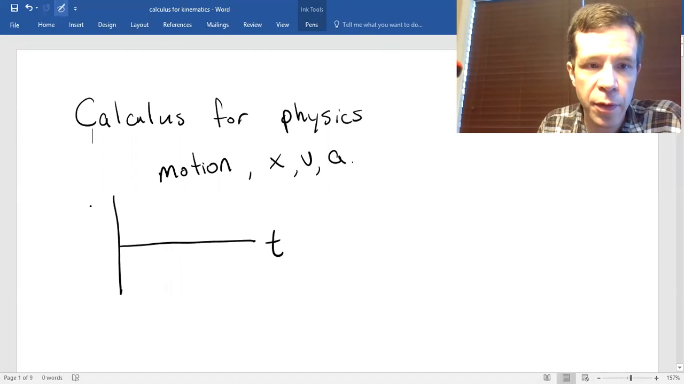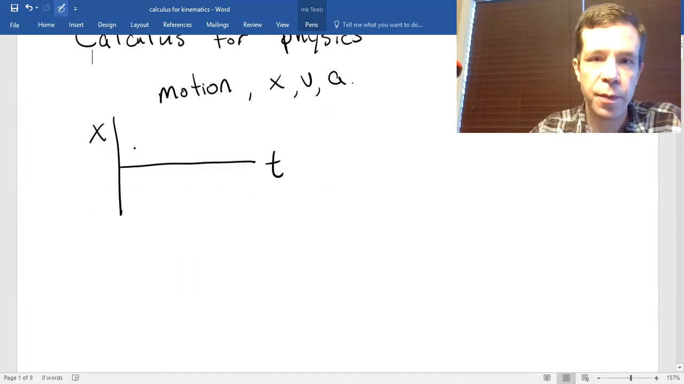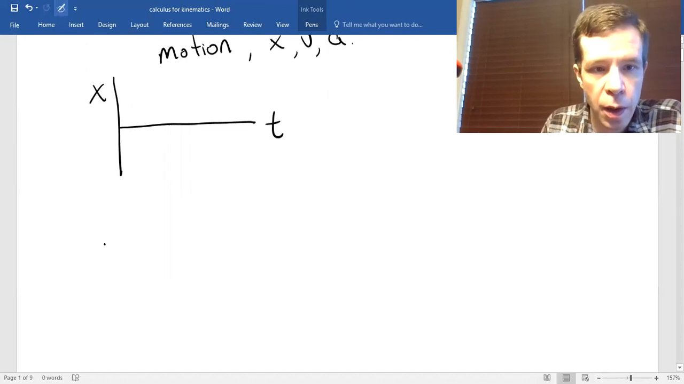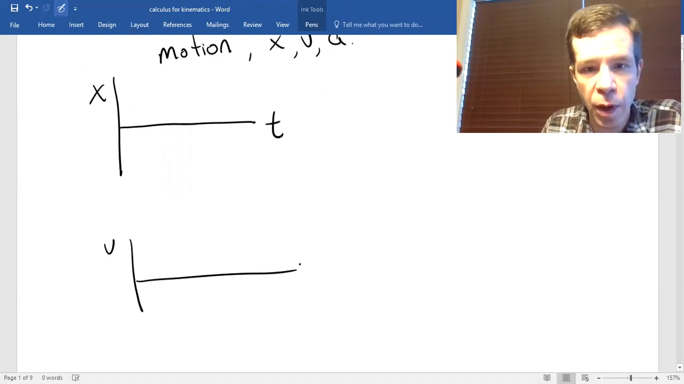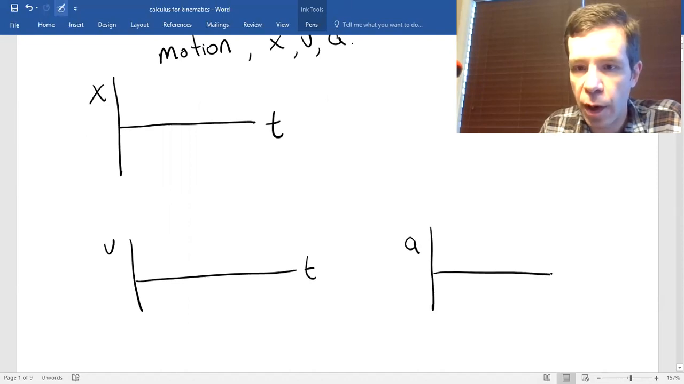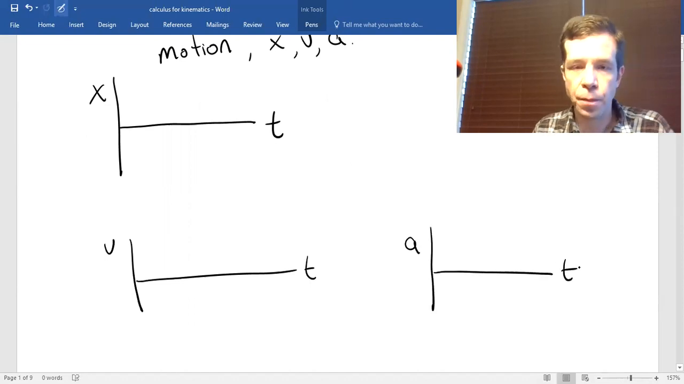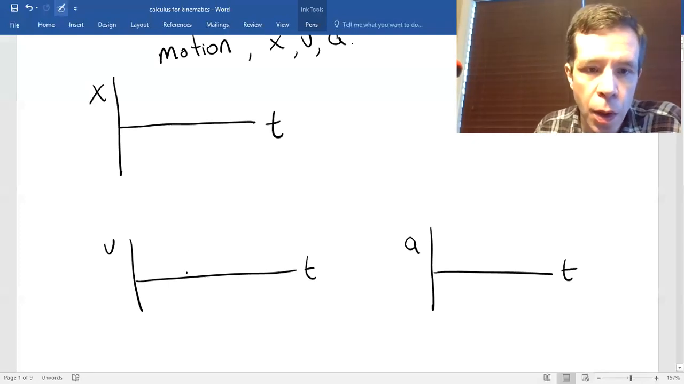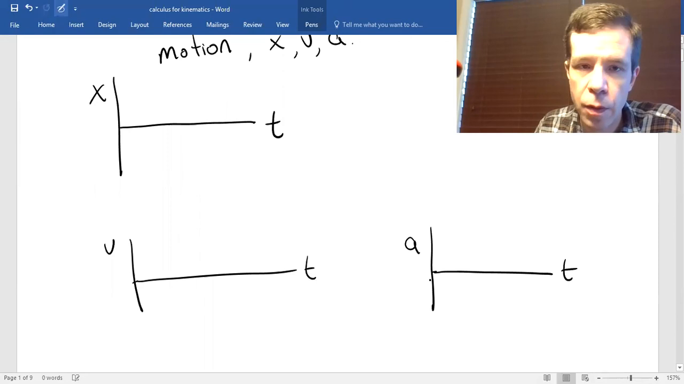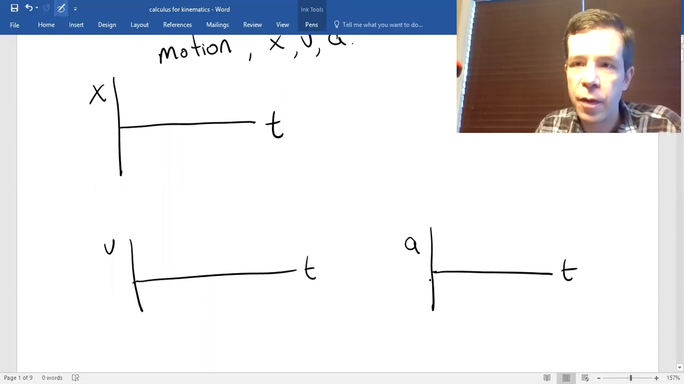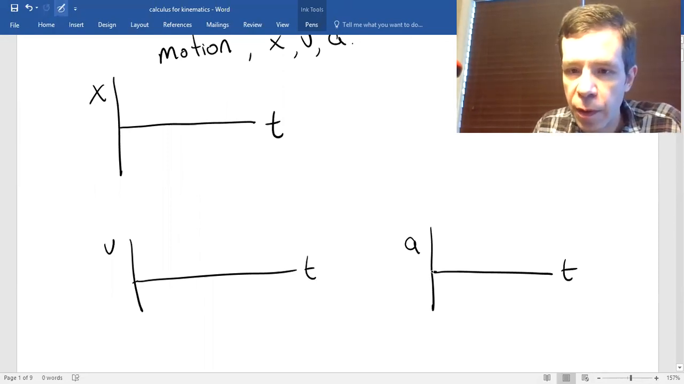And we're going to look at graphs of each of those. So I'm going to start with a position versus time graph, a velocity versus time graph, and an acceleration versus time graph. All right, so we need to start simple. So let's look at no acceleration. a equals 0.